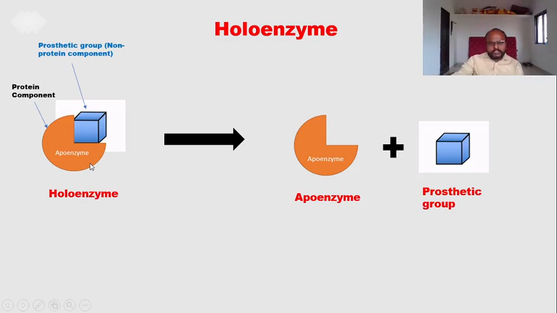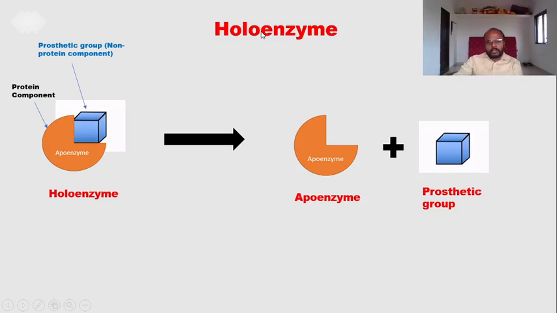And in this holoenzyme, that is the apoenzyme and the prosthetic group, if they separate or dissociate, then the apoenzyme alone cannot catalyze the reaction. Similarly, the prosthetic group alone also cannot catalyze the reaction, and therefore the holoenzyme is very essential for the enzyme to act on the substrate or catalyze the chemical reaction.